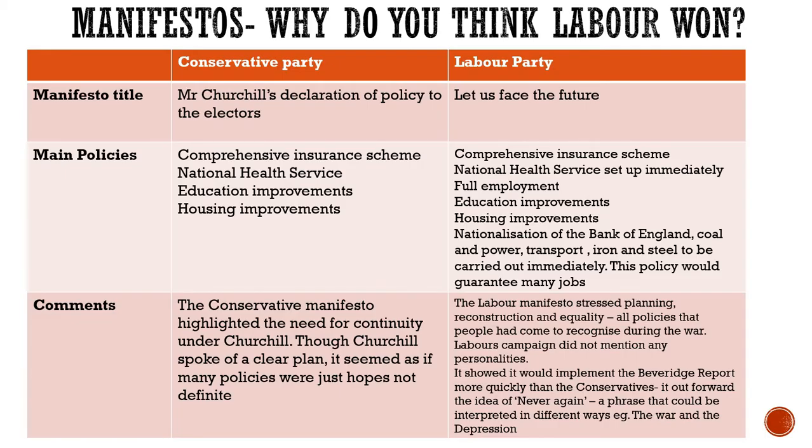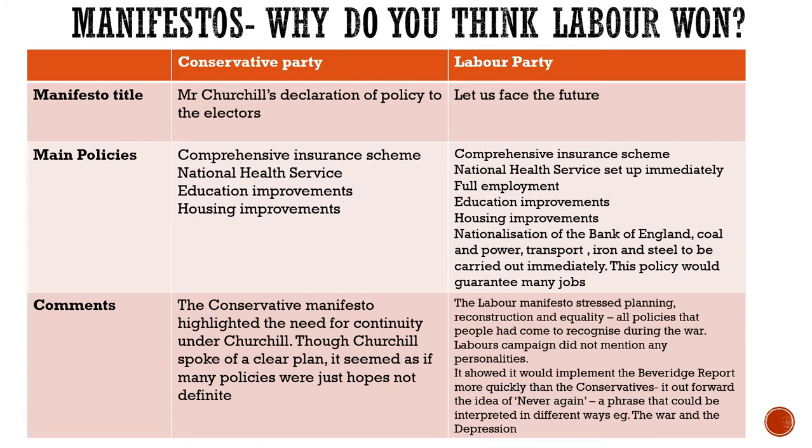So why do you think Labour won? I want you to have a read of the two manifestos. These are the main points from the manifestos. A manifesto is something that a political party will write to try and convince people to vote for them, basically saying what we will do when we get into power. Have a little read of that screen, and write a couple of notes down as to why you think the Labour Party won. What about the Labour Party's manifesto appealed to the masses more than the Conservative Party's?